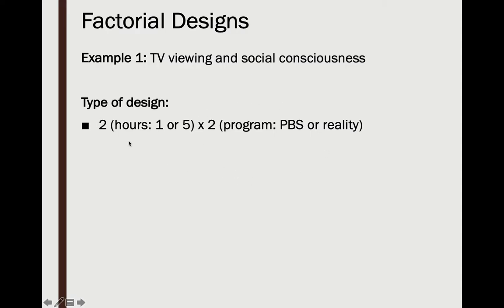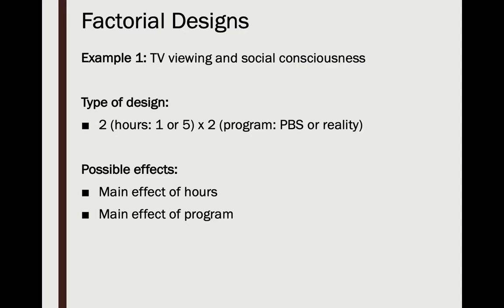placeholder there. And it's a 2 by 2 because each variable has 2 levels. So 2, hours, 1 or 5, by 2, program, PBS or reality. And then our possible effects. Like I said, we have a possible effect of main effect 1, so main effect of hours, main effect of program, so each variable has its own main effect, and our third possible effect is an interaction of hours by program.